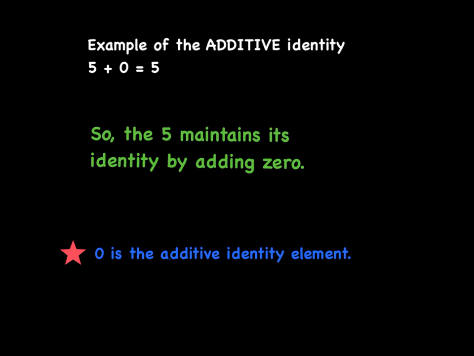Let's look at an example of the additive identity. 5 plus 0 equals 5. So when we added 0 to 5, we ended up with 5. So the 5 maintains its identity by adding 0. So 0 is called the additive identity element. Any number added to 0 is going to give you the same number.